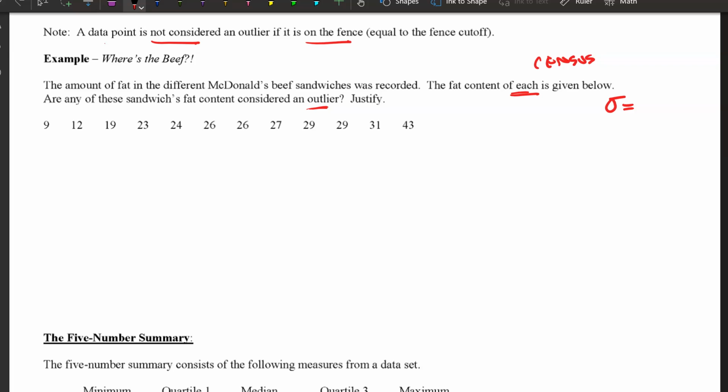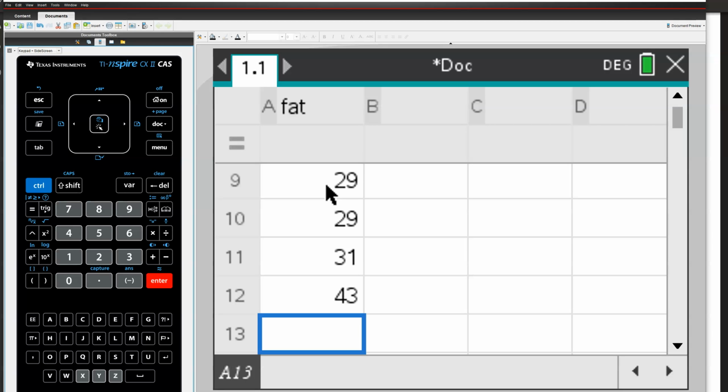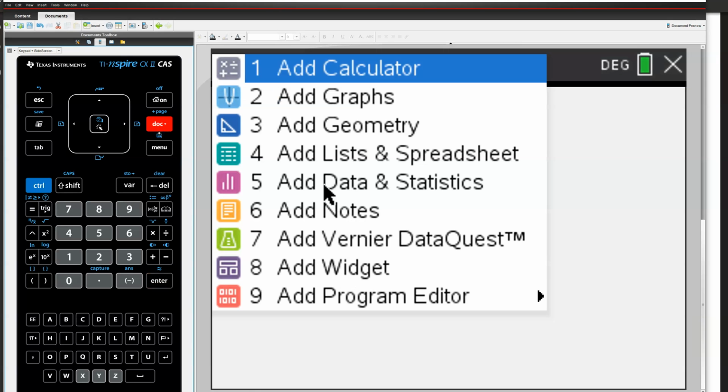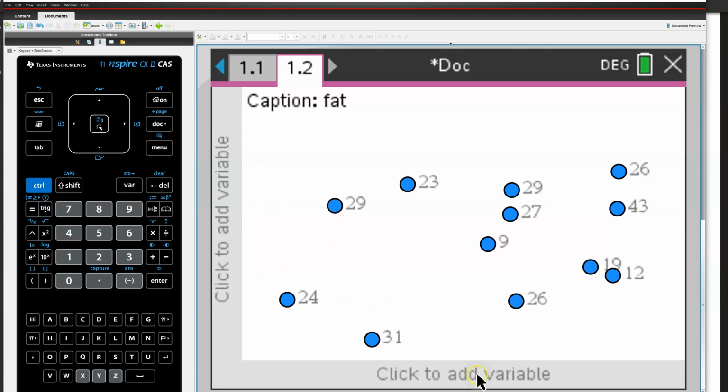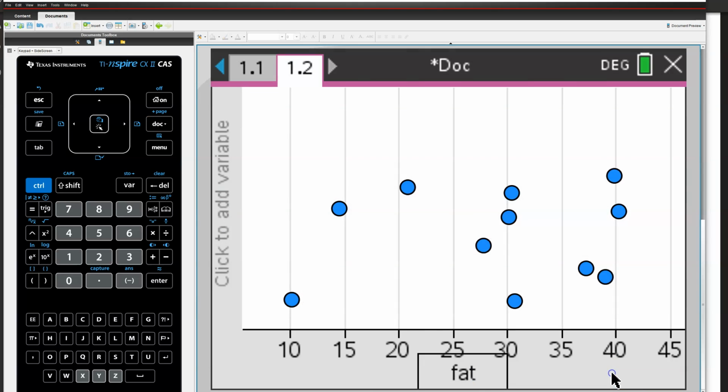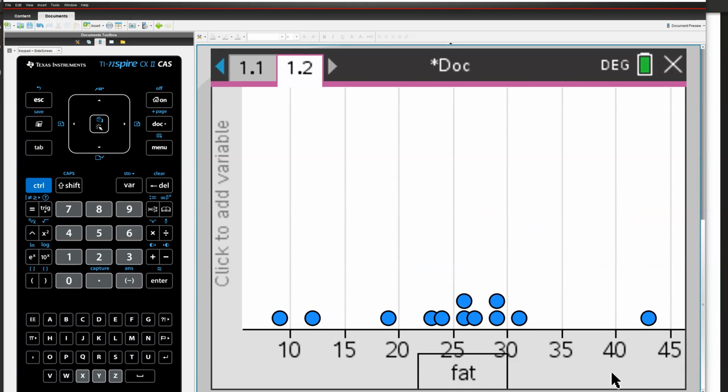Well, I'm going to pause the video and put it in the calculator so we can take a look at it and decide. All right, so I put the data in the calculator. I called it fat. I put it into a list and spreadsheet. I go Control Doc and open up a new data and statistics page. I can look at a dot plot of those values. So what do you think?